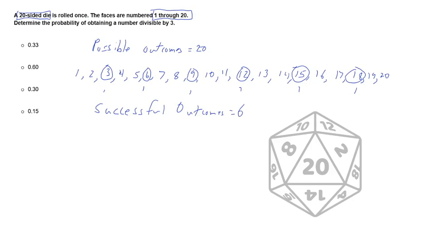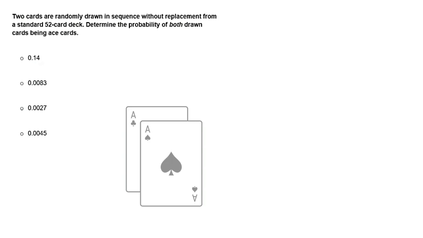So to solve this probability problem, we'll take successful outcomes divided by possible outcomes. So that's 6 divided by 20, which reduces down to 3/10. If we convert that to decimal form, we get 0.30. So the probability of rolling a number that is divisible by 3 out of a 20-sided die is 0.30. Great job.